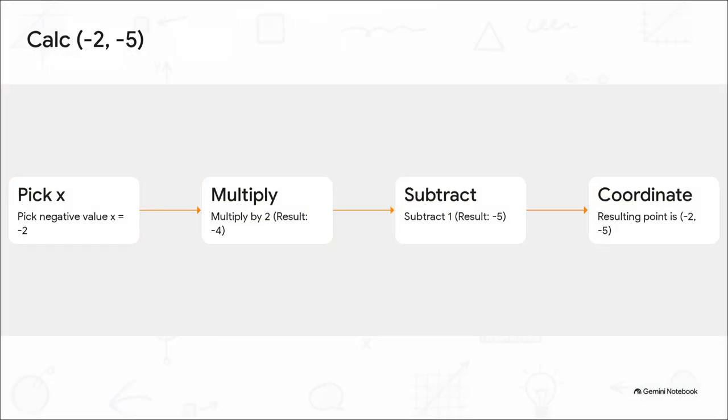Now let's make sure the rule holds up by testing a negative number. Let's grab x equals -2. We'll run it through the mixer, multiply -2 by 2, and we get -4. Now subtract 1. -4 minus 1 drops us further down that number line to -5. So our coordinate pair here is -2, -5. The algebraic rule never ever changes. We're just carefully substituting the numbers and solving.